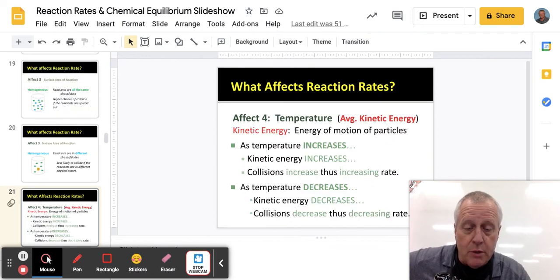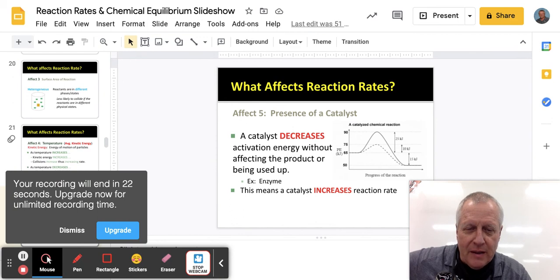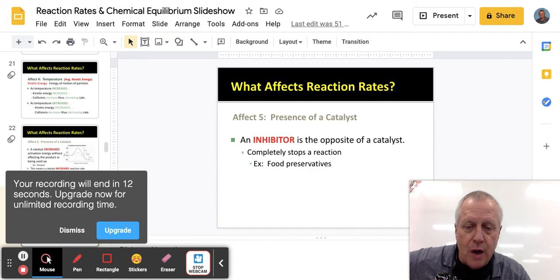Okay, temperature. Temperature is all about kinetic energy. If you raise the temperature of the reactants, then basically you're increasing the kinetic energy. That's going to increase the reaction rate. Okay, catalyst. We saw catalysts in biology, but catalysts tend to decrease the activation energy, so that's their role, and they're used often. There's also an inhibitor. You can add things to chemical reactions to slow them down.